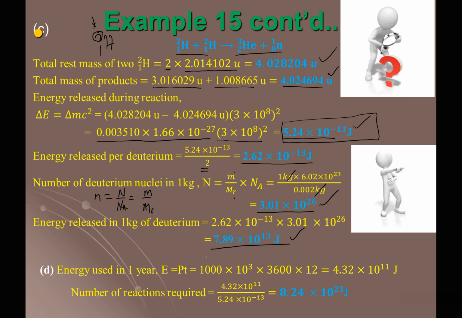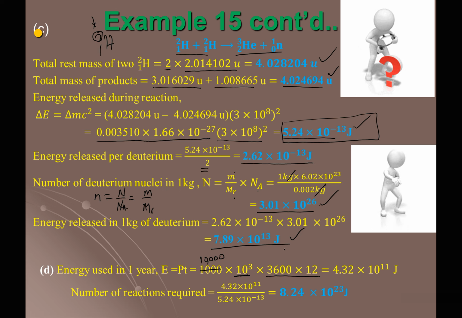It was 10,000 kilowatts. So the kilo is times 10 to the power of 3. This was per month, but there are 12 months in a year, so the time is 1 year. So this is 12 times 3,600. There are 12 months in a year.